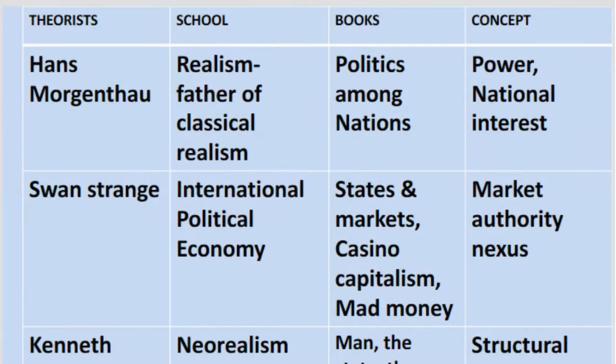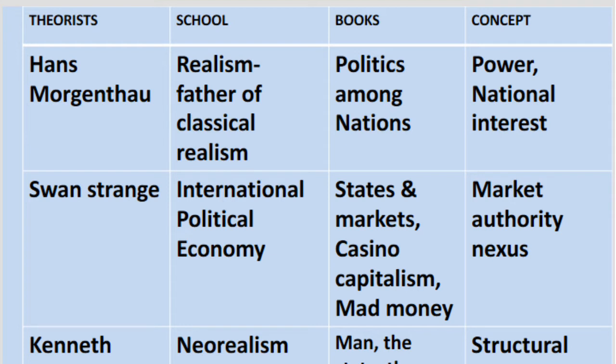Next one is a major political thinker in classical realism and he is also known as the father of classical realism, that is Hans J. Morgenthau. Hans J. Morgenthau's important book is Politics Among Nations. Last year also there was a question about this book, Politics Among Nations. And his important concepts are power and national interest.